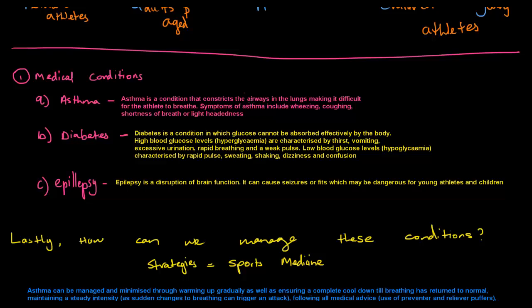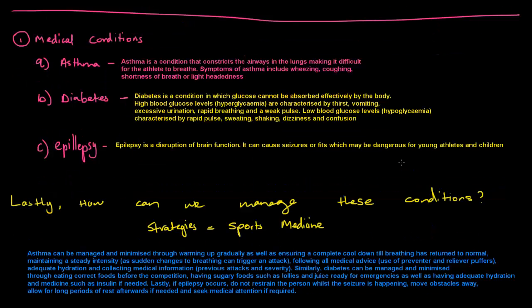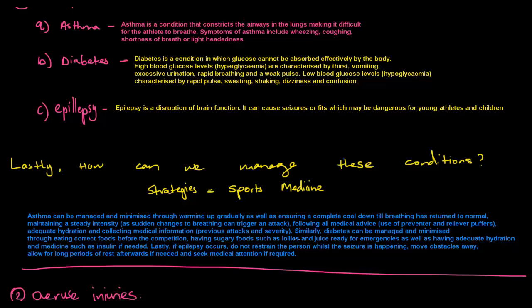So now I've just described and defined what diabetes is. You need to know how we can actually take care of any young athlete or children who have diabetes when they are playing sports. I've written here, and I'll just highlight this for you guys. Similarly, diabetes can be managed and minimized through eating correct foods before competition. What I mean by that is, if someone had diabetes, they might need to have more sugar, they might need to have less sugar. So it's very important that before they start competing in any type of competition, they've had the adequate type of food that they're supposed to be having, and not anything which is over the top or too little.